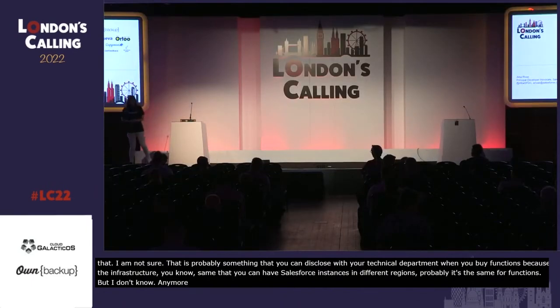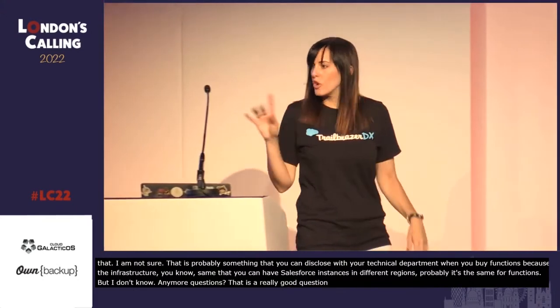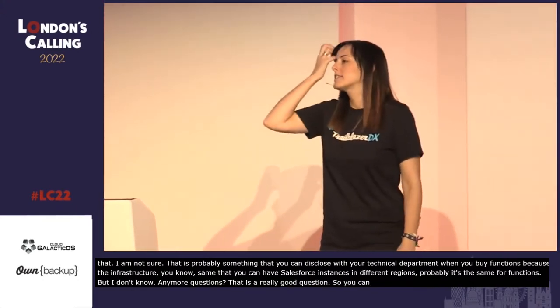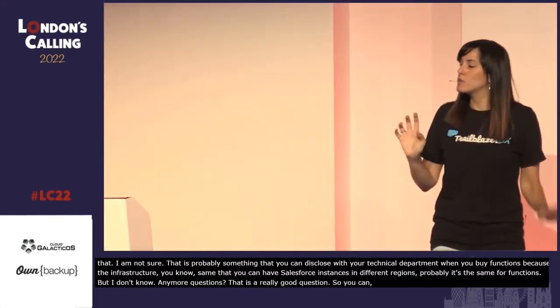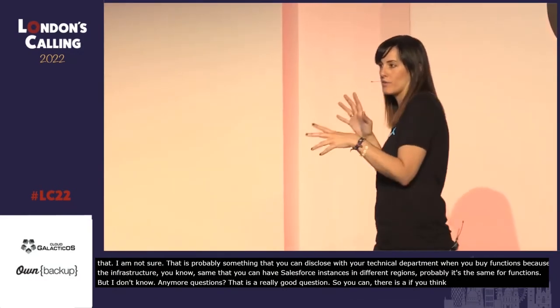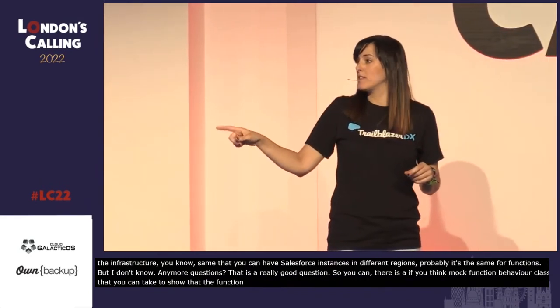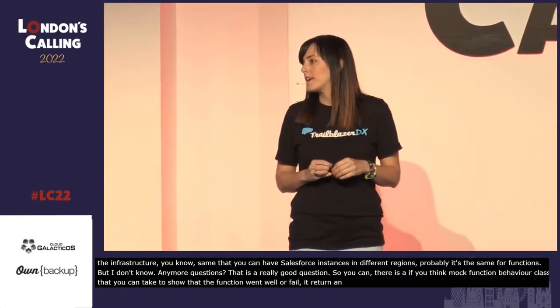Oh, that's a really good question. There is a mock. There is a mock function behavior class that you can use in your test to simulate that the function went well or that the function failed, it returned an exception, whatever you want. In Functions Recipes, you have examples of how to use that test mock class.